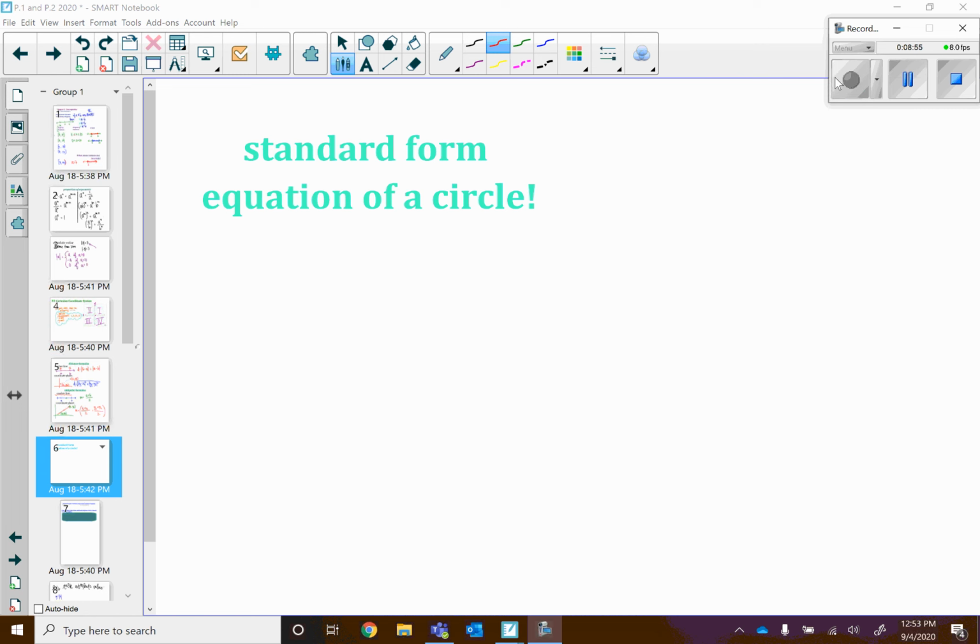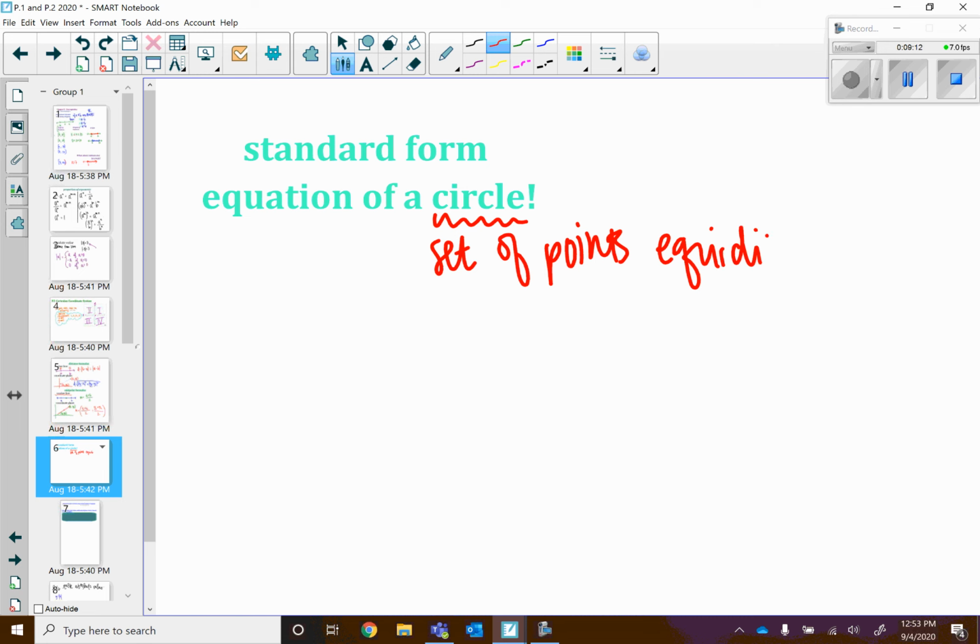Last page of notes. Standard form equation of a circle. First, I really quick want to talk to you guys about what a circle is. I know you can picture one in your head, but technically, a circle is a set of points that is equidistant from a center.